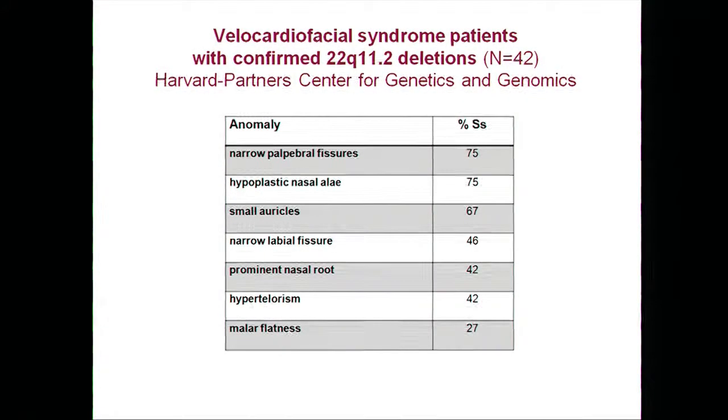So another type of heterogeneity you might look at is the confirmed genetic subtype. We did a study of velocardiofacial syndrome, which is a 22q11.2 deletion, at the Harvard Partners Center for Genetics and Genomics. And we were able to confirm that all of these individuals had the deletion. There is a caricature that can be drawn for VCFS, and that is a collection of anomalies that you can see here.